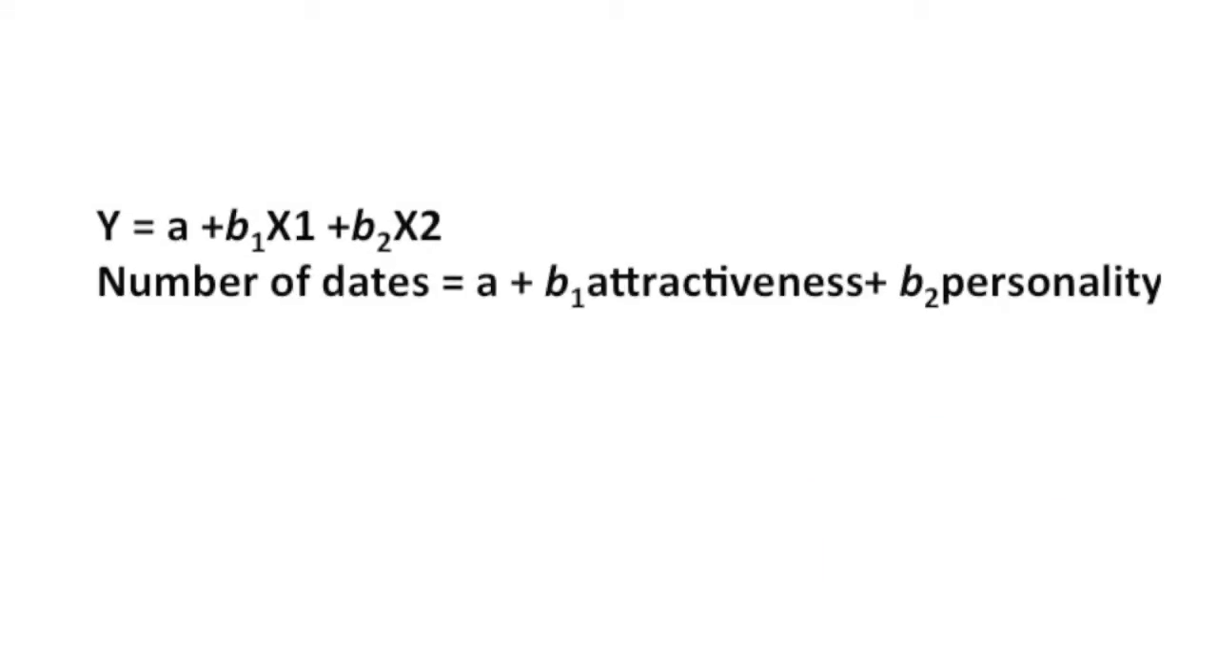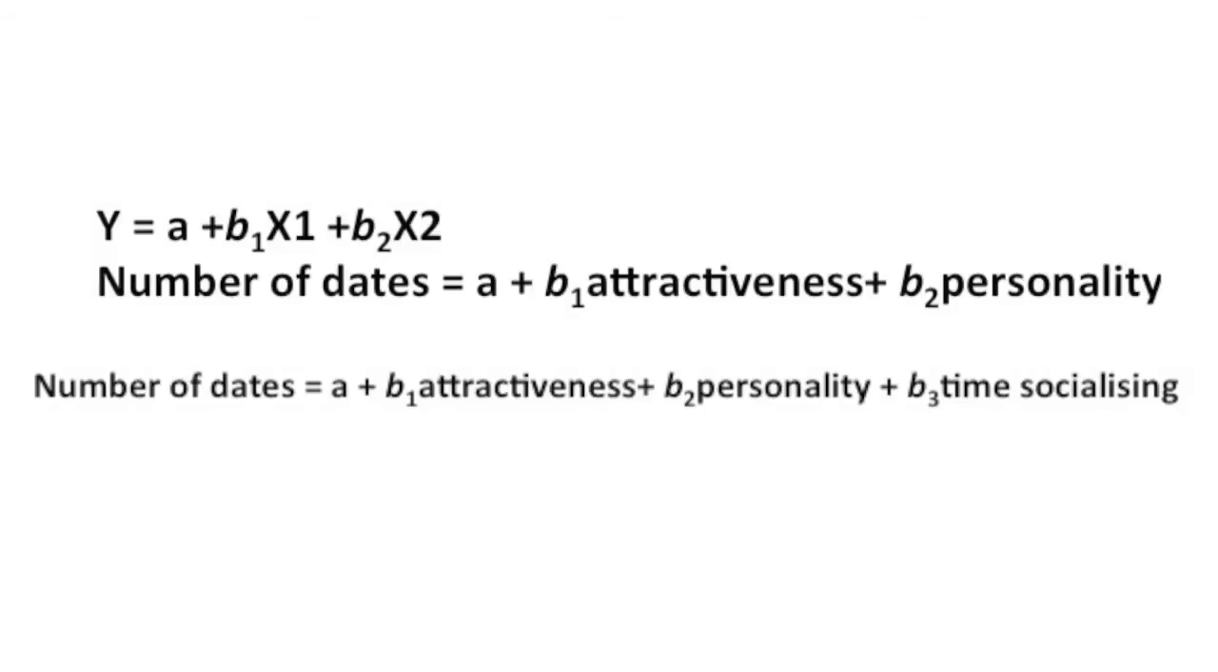In theory, you're predicting an outcome from a number of variables rather than just one, but you want to add the additional variables only under certain conditions. So let's stay on this example. Number of dates is equal to A plus B1 attractiveness plus B2 personality. This is a multivariate relationship between the criterion, which is number of dates, and the two predictors, attractiveness and personality. Now let's say we wanted to add amount of time socializing into this mix. So all of a sudden we've got this linear multiple regression equation.